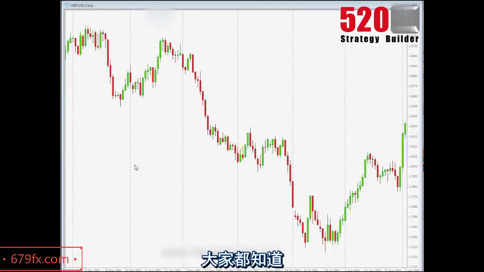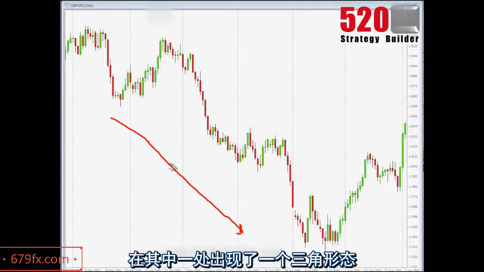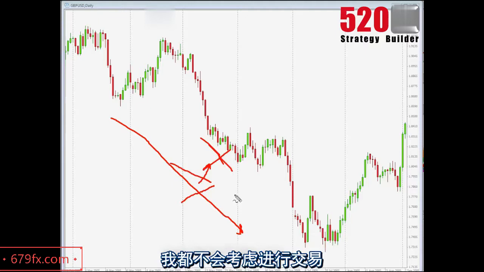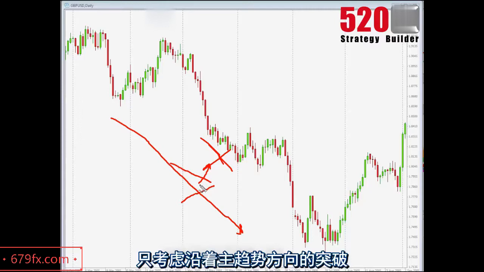As you guys know, I am a conservative trader, I am a trend trader, and that means that I will only take breakouts of a triangle or breakouts of any price formation that take place in the direction of the main trend. For example, if we have a downtrend and at some point I spot a triangle formation, any breakout against the trend will have me canceling the whole setup, definitely not taking any entry. I will only be looking to trade breakouts in the direction of the main trend.